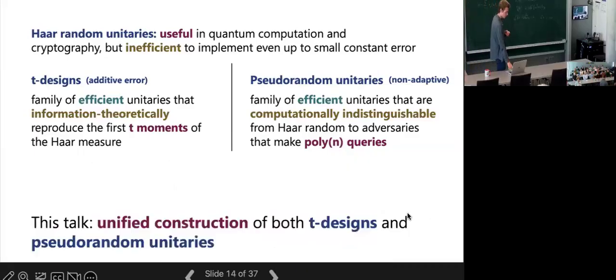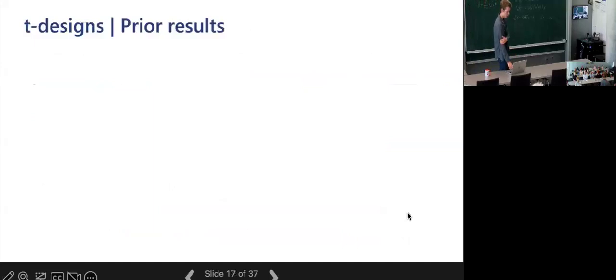All right, so what we'll do in this talk is give a unified construction of both of these objects, basically by first coming up with a very good T design, and then we'll plug in T-wise independent permutations and get T designs, or we'll plug in pseudorandom permutations and get pseudorandom unitaries. That's the plan.